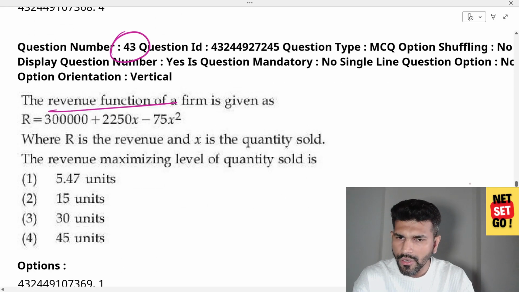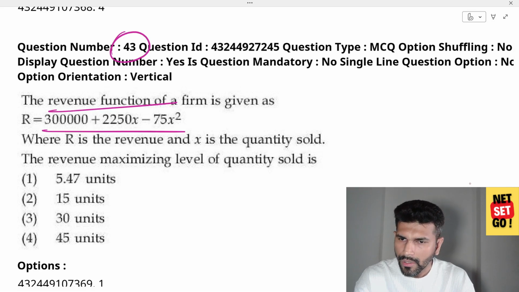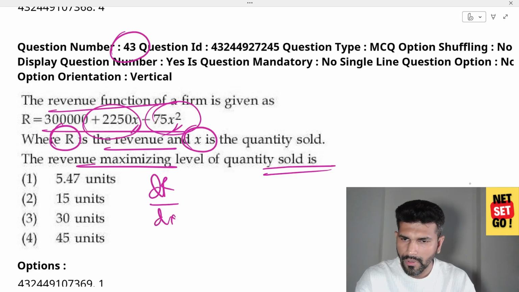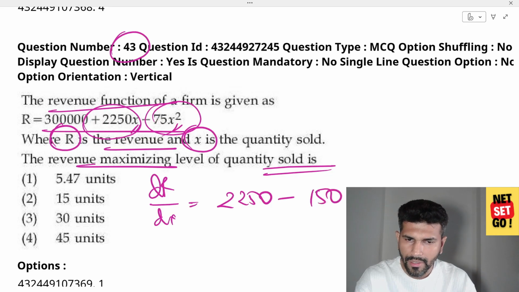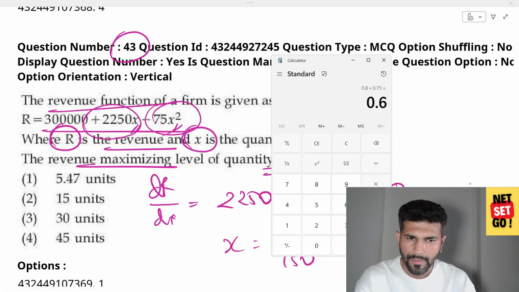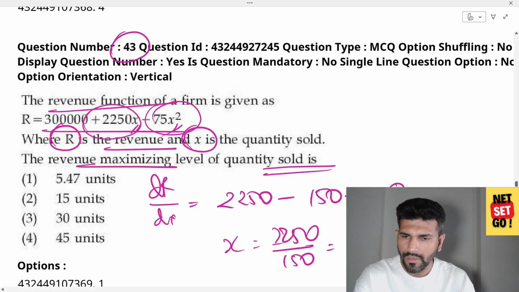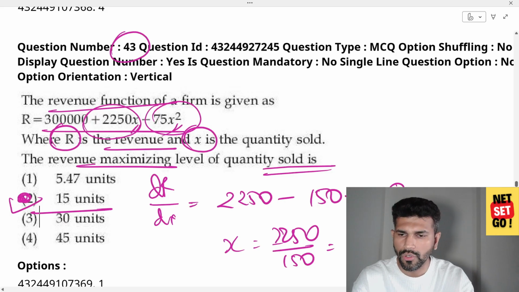Next, the revenue function of the firm is given as this formula, where R is the revenue and X is the quantity sold. The revenue maximizing level of quantity sold is, so we need to first differentiate. So it is 2250 minus 75 into 2, 150 x equals to 0. So x equals 2250 divided by 150, which is 15. Correct answer is 15 units. Option 2 is correct answer.